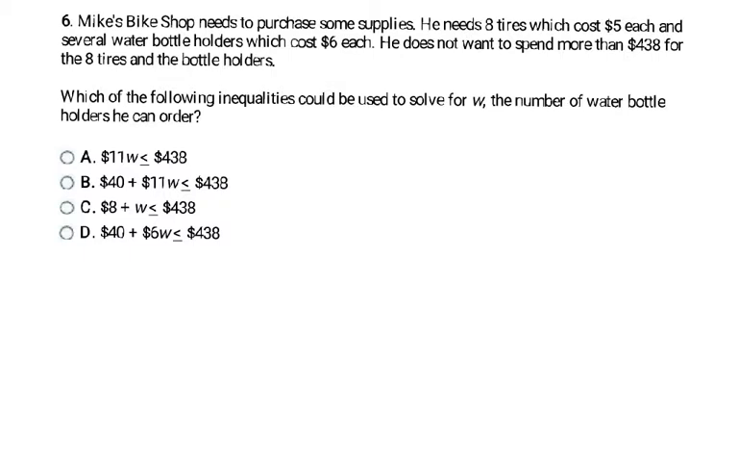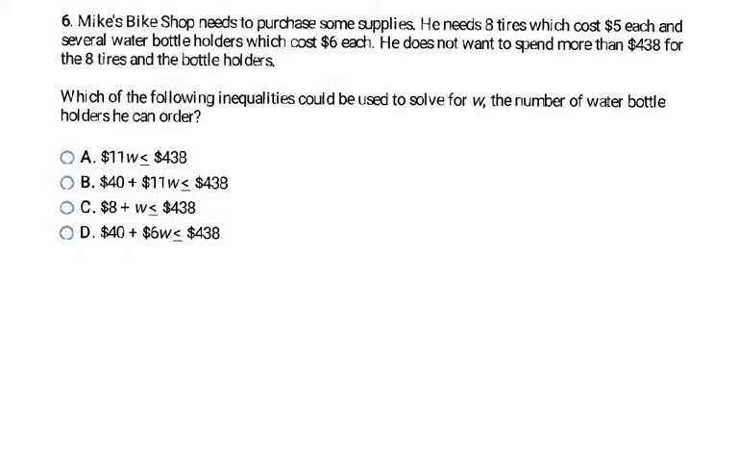All right, this is another word problem. Let's go ahead and read this example. Mike's bike shop needs to purchase some supplies. He needs 8 tires, which cost $5 each, and several water bottle holders, which cost $6 each. He does not want to spend more than $438 for 8 tires and the bottle holders. Which of the following inequalities could be used to solve for W, the number of water bottle holders he can order?